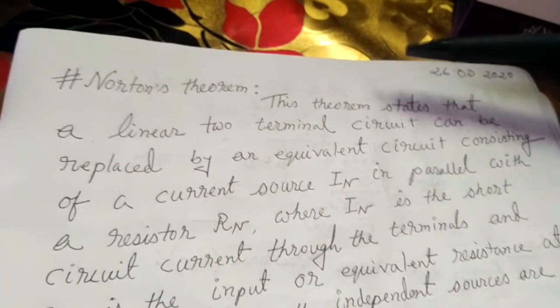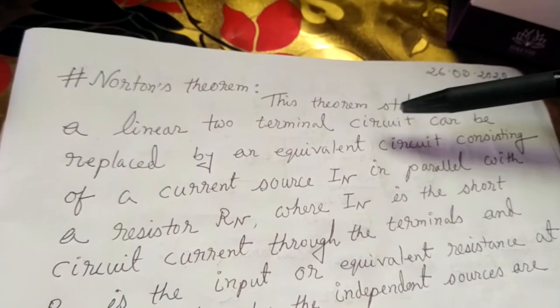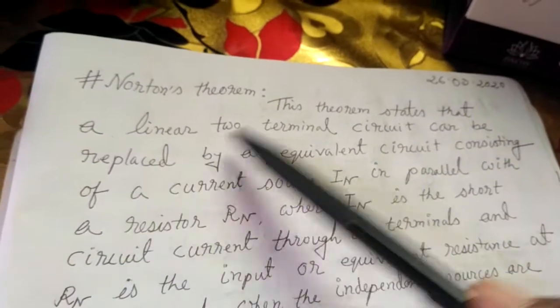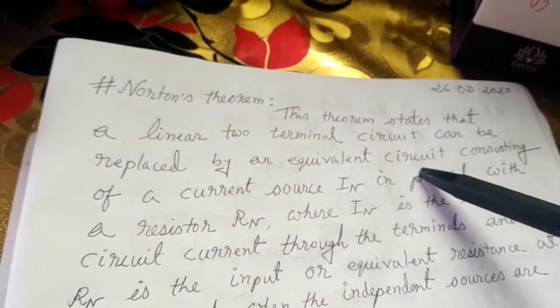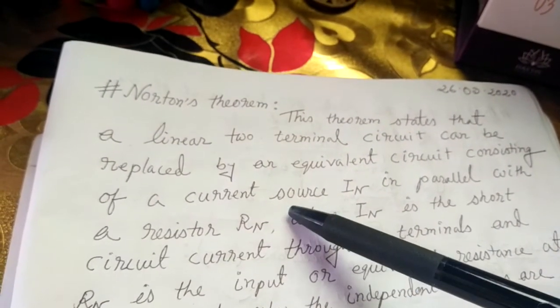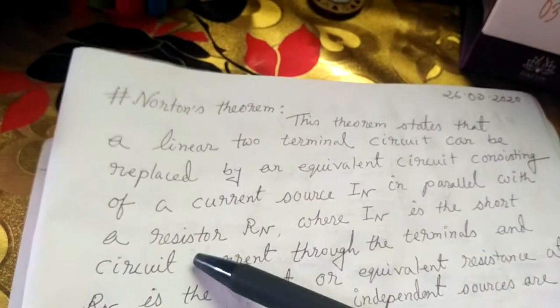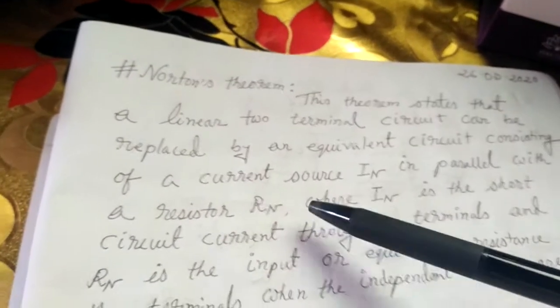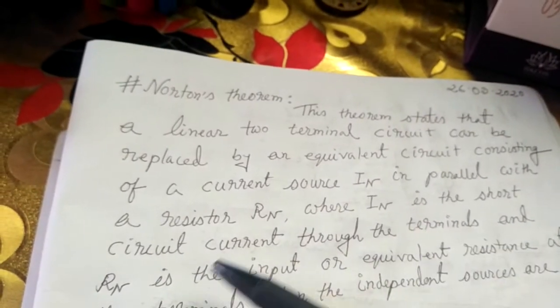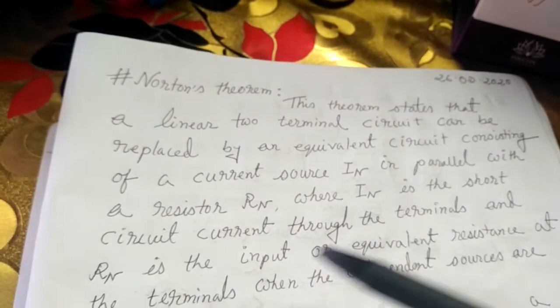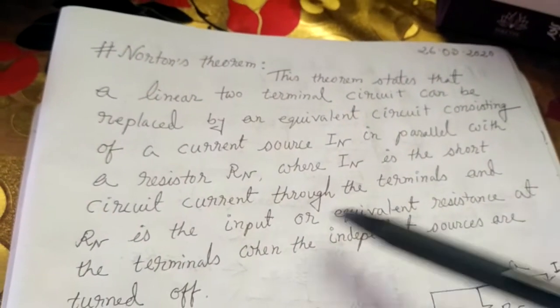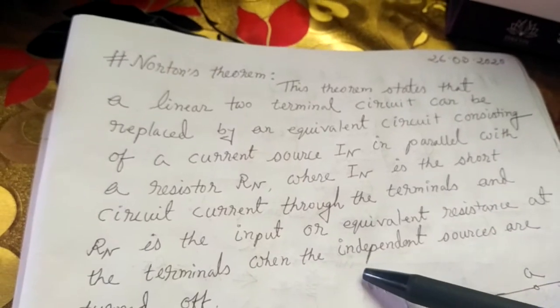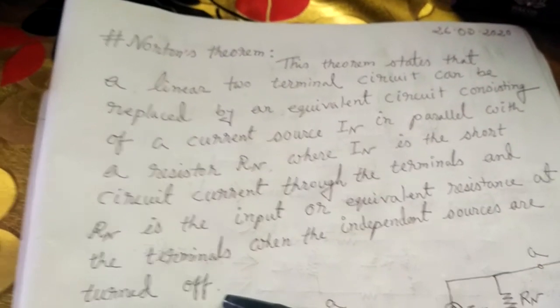This theorem states that a linear two-terminal circuit can be replaced by an equivalent circuit consisting of a current source IN in parallel with a resistor RN, where IN is the short circuit current through the terminals and RN is the input or equivalent resistance at the terminals when the independent sources are turned off.